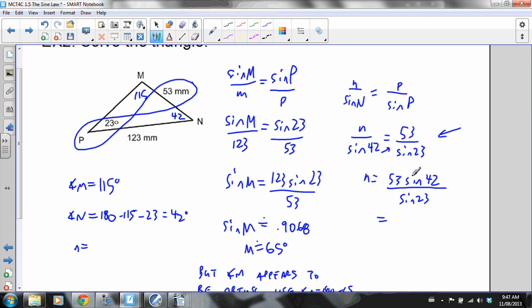Cross multiply. Now put that into a calculator. We got 53 times the sine of 42 divided by sine of 23. I'm just putting that into my calculator because I don't have it done in my calculations. It's about 90.8, and the units are millimeters.